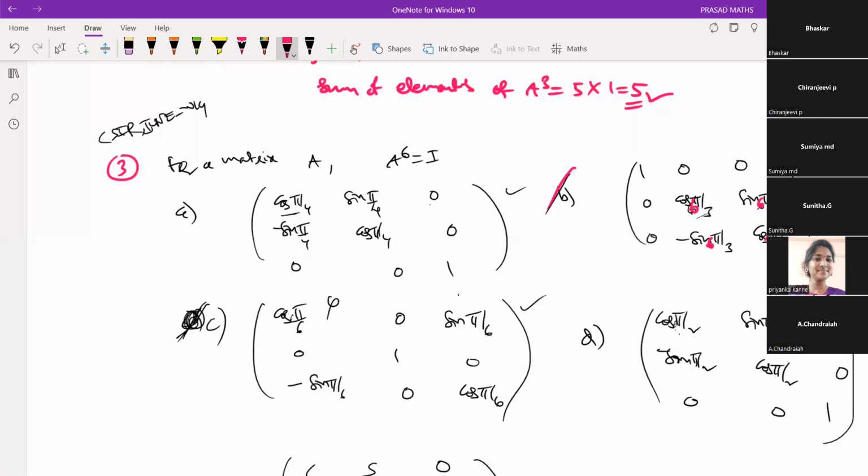cos 2 pi is nothing but 1. So 1, 0, 0, 0, 1: sin 2 pi is 0. Again this is 0, sin 2 pi is 0. cos 2 pi is 1. Therefore [[1,0],[0,1]] is nothing but I. Is it clear?